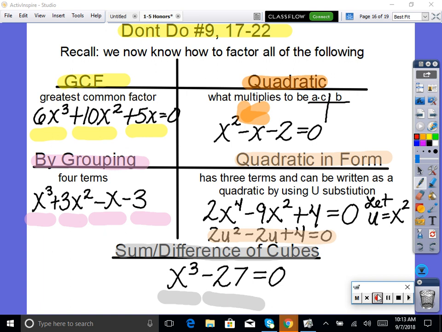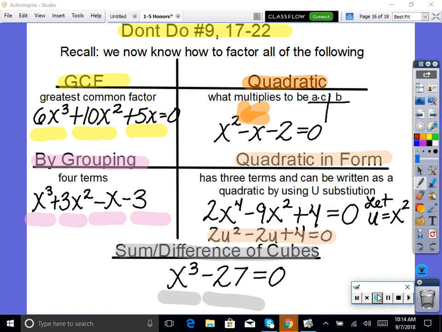So, these are the different methods so far if you want to take a picture of this. Greatest common factor is the first thing you check for. Then we know how to solve quadratics. Today we went over solving by grouping. If there's 4 terms, quadratic in form will look like that. And then the sum or difference of 2 perfect cubes.